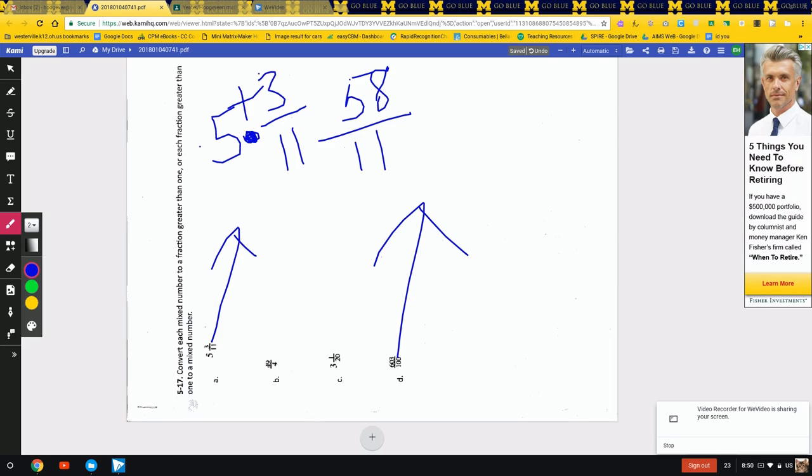And skipping down to D, from changing an improper fraction to a mixed number, how many times does the denominator go in the numerator? In this case, 6 times. You look to see what's left over, which would be 3, and you keep the same denominator.